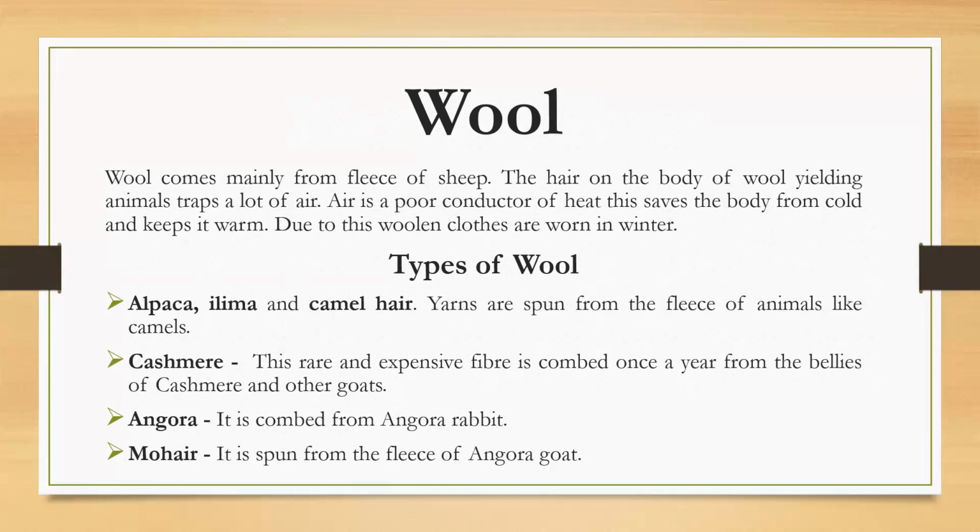Types of wool: alpaca, llama, and camel hair. Yarns are spun from the fleece of animals like camels. Cashmere. This rare and expensive fiber is combed once a year from the bellies of cashmere and other goats. Angora. It is combed from the Angora rabbit. Mohair. It is spun from the fleece of the Angora goat.